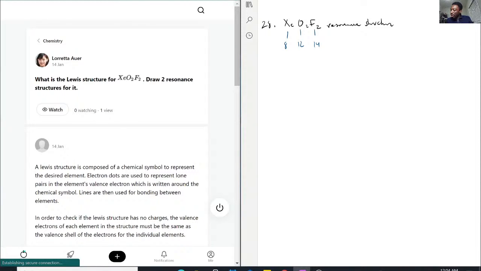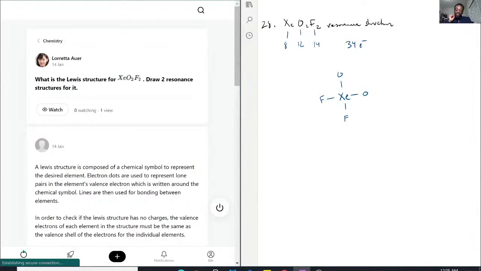So 12 plus 14 plus 8. We have 34 electrons we must distribute, okay? So let's see how we can do that. We first have xenon in the middle, and we just attach these O, F, F. And then let's see what else.